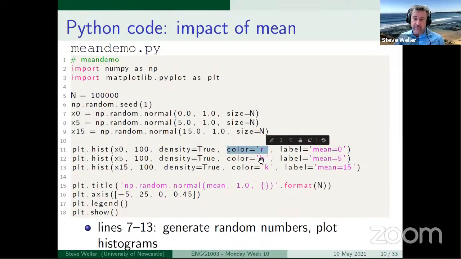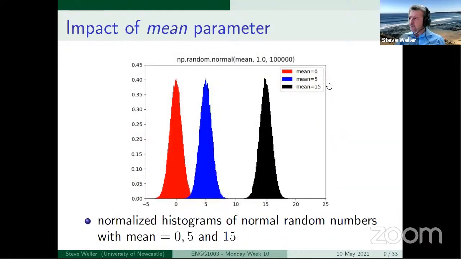I've then specified the color: red, blue, and black. And then I've done something I may not have shown you how to do before, but it's really handy. If you're ever plotting two or more quantities on a single set of axes, you can use a label. In this case, means equal to 0, means equal to 5, means equal to 15. And then using the plt.legend command in line 17, that puts this little box up in the right-hand corner that shows you what the three different histograms are. And because I've used color here, it's really obvious what each element of the legend refers to.